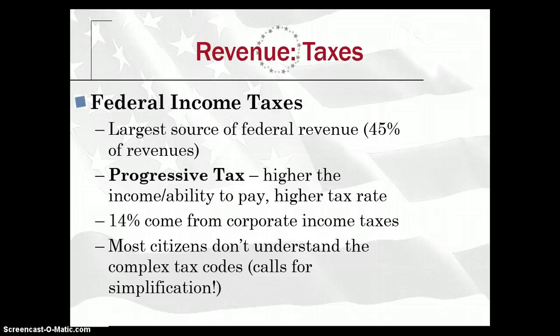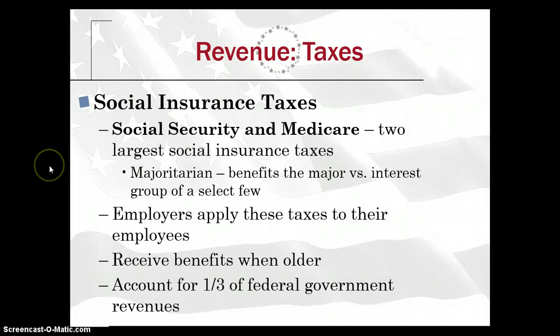Most citizens don't understand the complex tax code. That is why your parents probably go to an accountant or use TurboTax, because they can't do it on their own. It is extremely complicated. There have been numerous calls to simplify the tax code, but that has yet to be seen. It's a huge mess and it's very convoluted. Nevertheless, moving on.